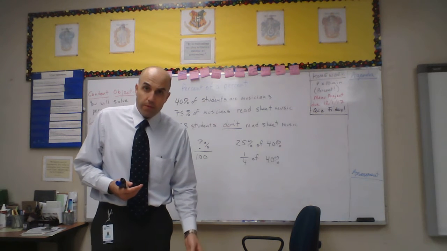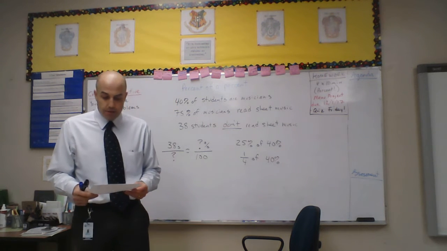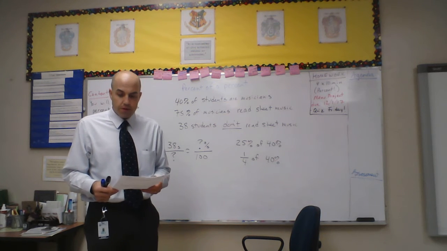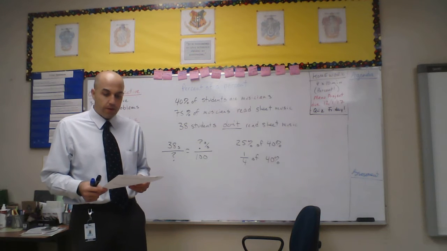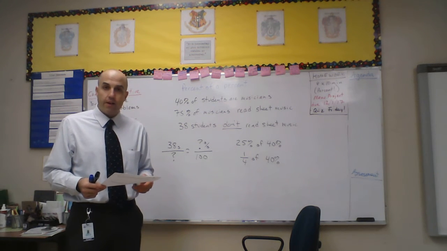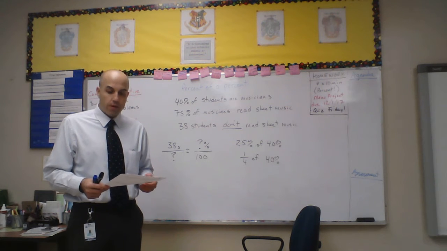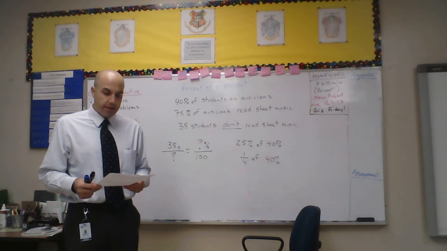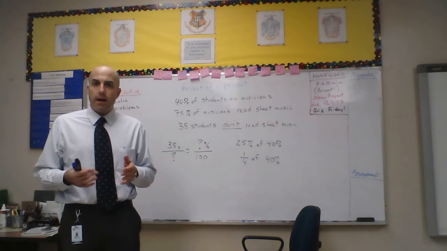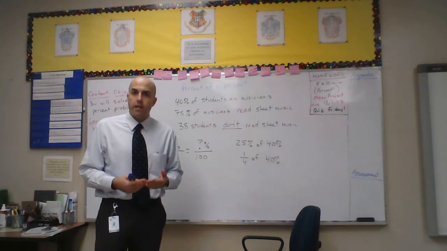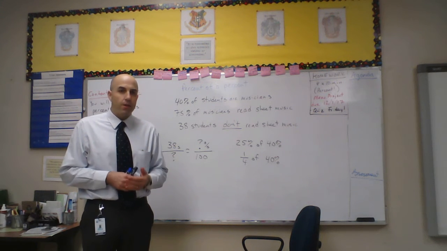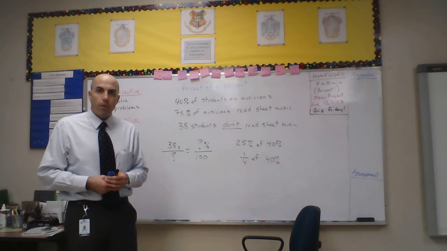It says 40% of the students at Rockledge Middle School are musicians. 75% of those musicians have to read sheet music when they play their instruments. If 38 of the students can play their instruments without reading sheet music, how many students are there at Rockledge Middle School? Now, a couple things about this question are tricky, and it's mostly in how you read the question. Once you understand the question, though, it's actually a fairly simple way to solve it.